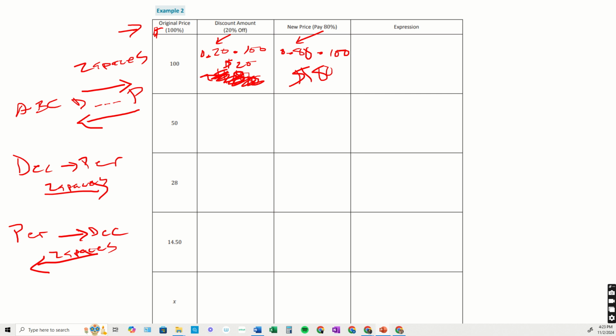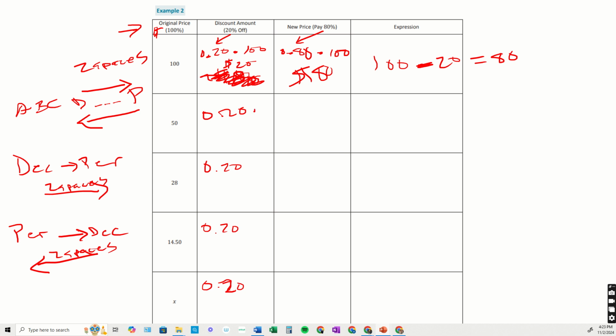And so our expression here would be 100, our original price, minus 20, our discount amount, would give me 80, the new price to pay. Same thing is true here with the 50. You notice all of these are 20% off, so I'm going to do all of these real quickly: 0.2, 0.2, 0.2. Now all we're doing is filling in these additional pieces.